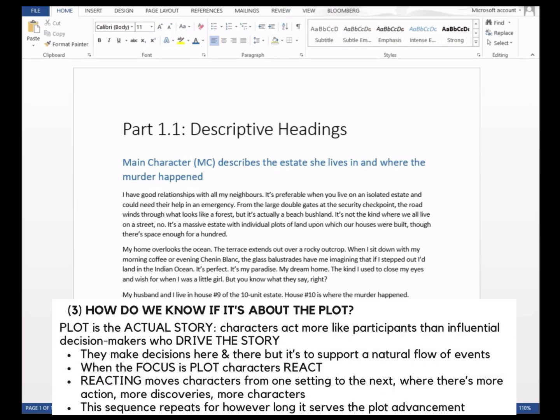Thirdly, if the focus is the plot, which is the actual story, characters will act more like participants than influential decision makers who drive the story. Because in plot-focused scenes, characters react to whatever's going on, and it's this reactivity that moves the characters from one setting to the next setting where there's more action and more or different characters. And we repeat this pattern for as long as it takes to advance the plot to get the main characters to where they need to be.